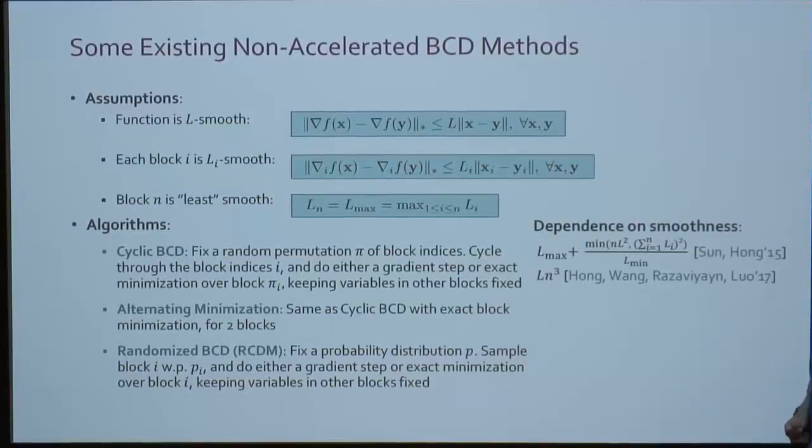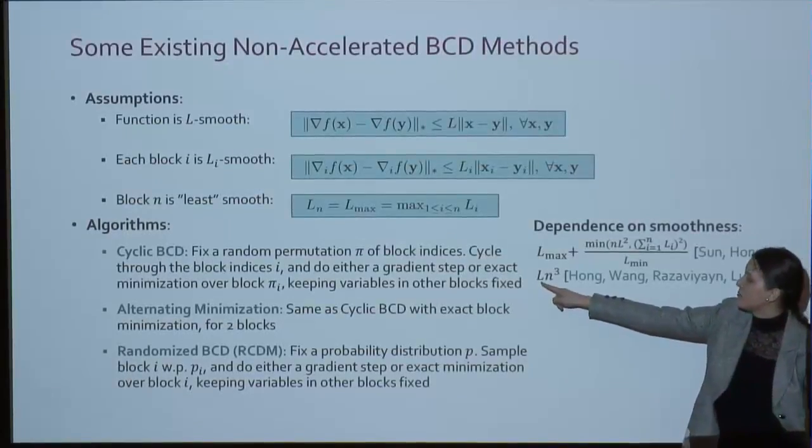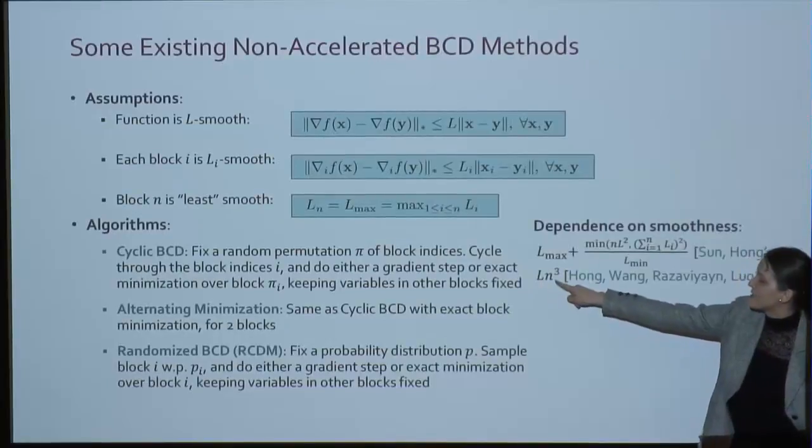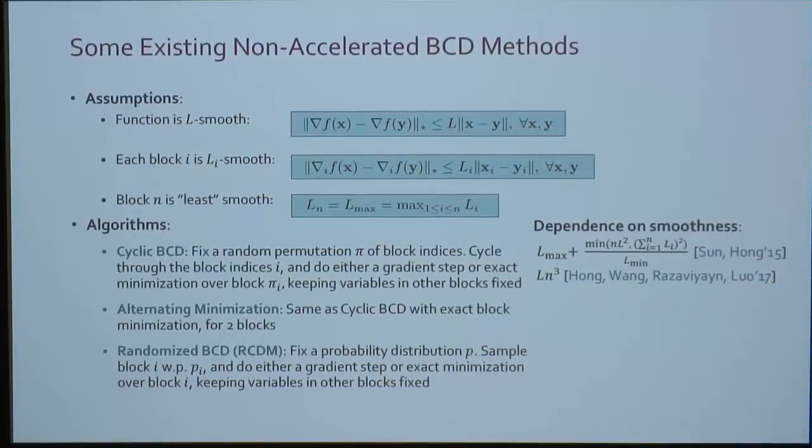Now, what is interesting is that if you look at the convergence of these algorithms, their dependence on smoothness is as follows. For cyclic BCD, there are two types of results. One depends both on the maximum and minimum smoothness over the blocks. One of them only depends on the global parameter, but it has a factor that scales with the number of blocks. For alternating minimization, you have the minimum of the smoothness parameters. And for randomized coordinate descent, you depend on all the parameters.